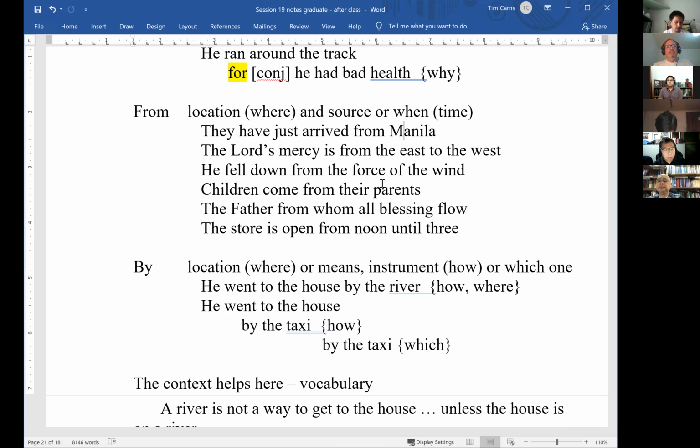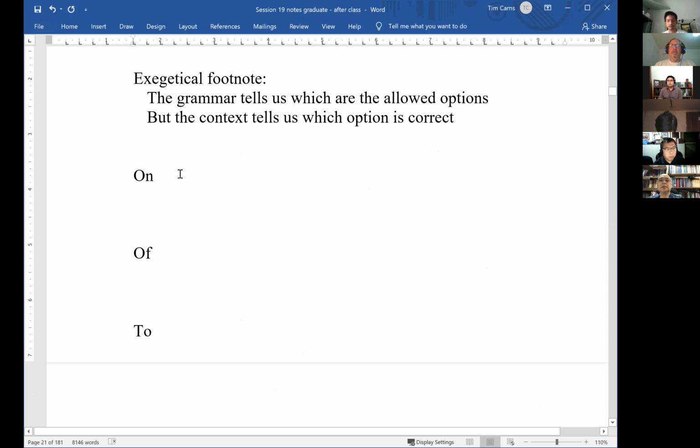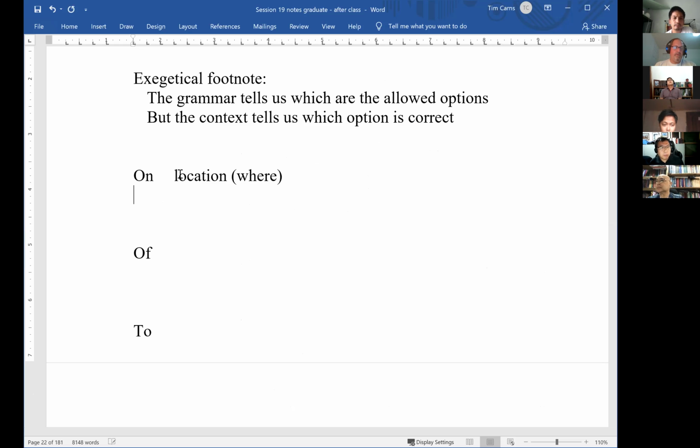All right. Let's get through these last 3. Okay. Pastor Renee, why don't you do on? On can be referring to location. Okay. So maybe an example, this might be the plate was on the table. Yes. What else? Any other ways that it could be used?